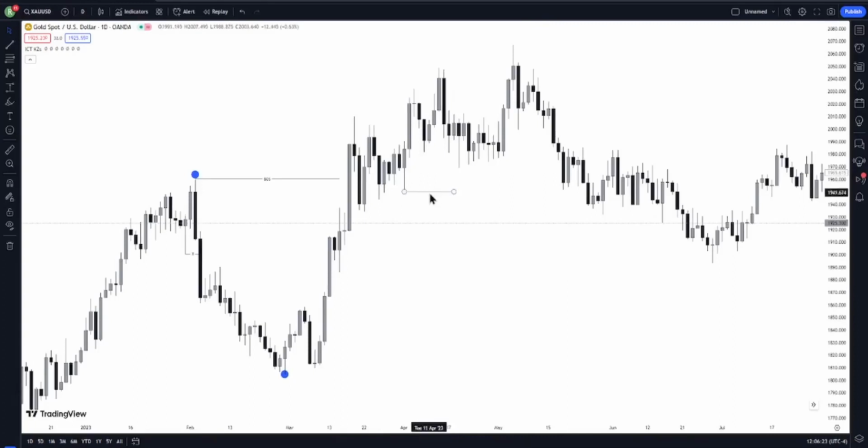And for this structure to be valid, it has to take out inducement. And where is our inducement in the market? Well, our inducement is here. Our inducement can be transferred to this point. And as you can see here, inducement was taken out, creating this low as a valid low. So we can now say that this is our next low in the market.